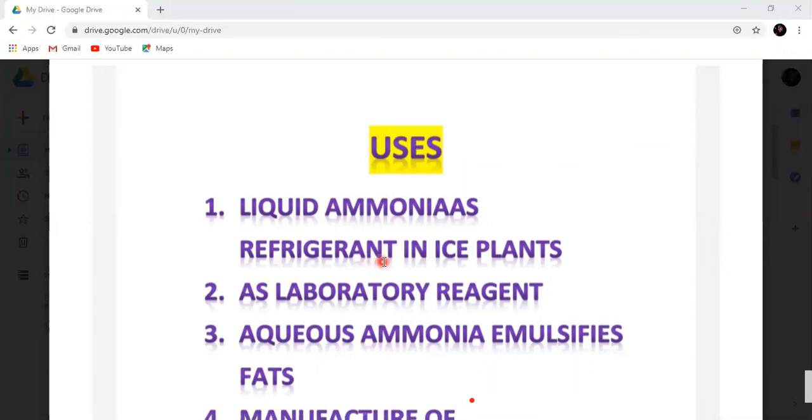The second reason is that so many other refrigerants are also there, like freon, chlorofluorocarbon, but they have an adverse effect on our environment. They are depleting the ozone layer. The holes are being made in the ozone layer. That's why ammonia is the best one, that is environmentally helpful, and it will not deplete the ozone layer, and it will not participate in global warming.